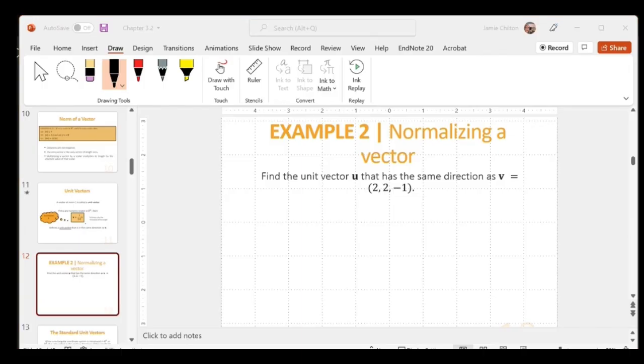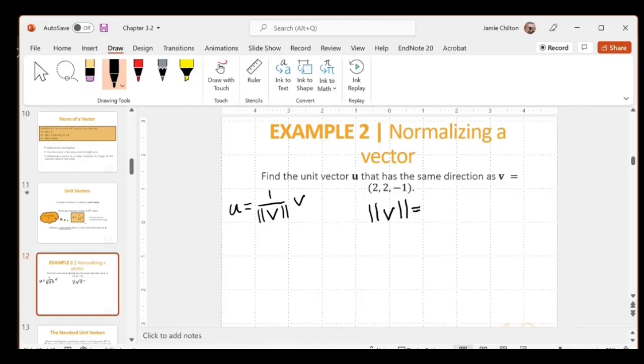If we look at example 2, it says find the unit vector u that has the same direction as v. Okay, so we've got our little equation for our unit vector: u equals the reciprocal of the norm times the vector v. And we know that we have our vector v up here at 2, 2, -1. So what do we want to do? Chances are one of the easiest things to do would be to calculate that norm of v. So here we've got our norm of v that we're going to calculate.